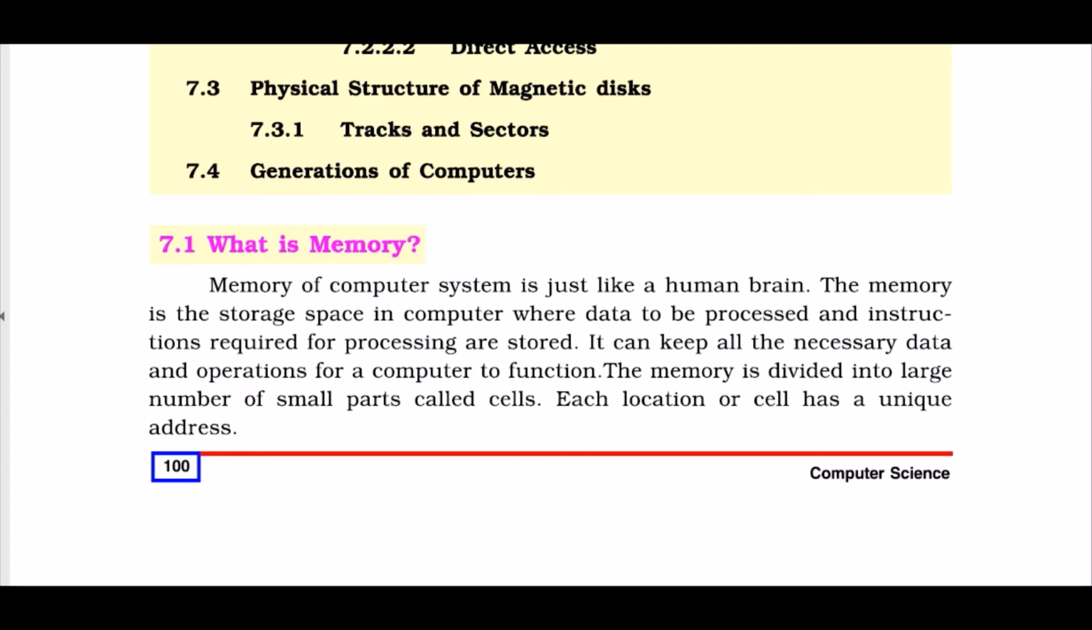The memory is divided into large number of small parts called cells. Similar to human body, the memory's smallest parts are called cells. Each location or cell has a unique address. That is why computers cannot forget anything until and unless the cells are damaged. Every instruction that you hold onto a computer is specified to a specific location and it has a unique address.